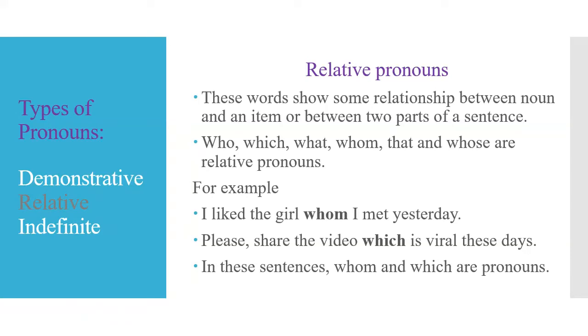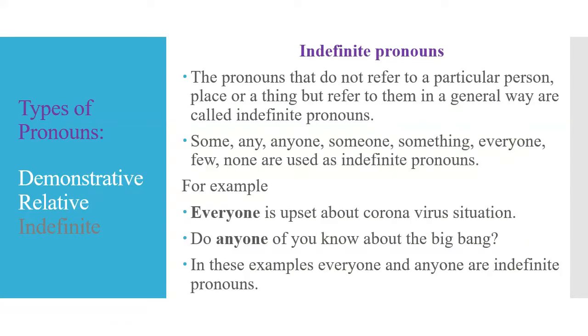And the third type is indefinite pronouns. And the word again clears the function of this type of pronoun. What is the meaning of indefinite? Indefinite means a thing about which you are not sure what it is or who it is. It is not something specific, it is general. When you talk about a thing generally, not specifically, that thing is called indefinite.